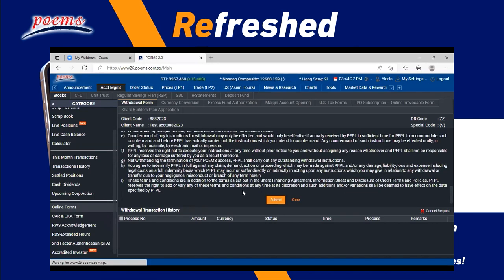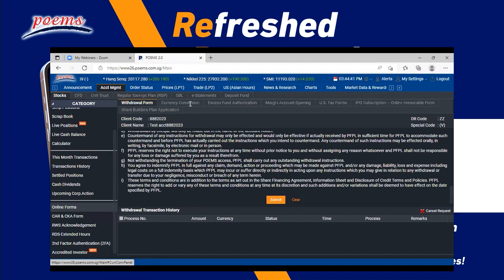Usually the withdrawal cutoff time will be 10 a.m. Singapore time in the morning. So you need to submit the withdrawal before 10 for it to be processed today, and then you should receive the funds in your bank account on the next working day.